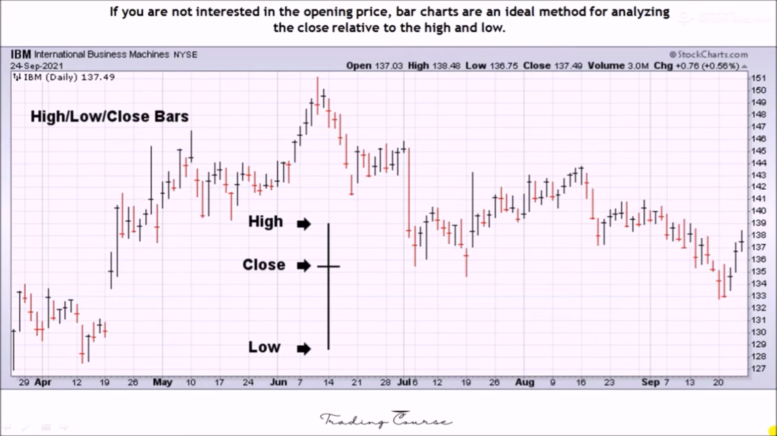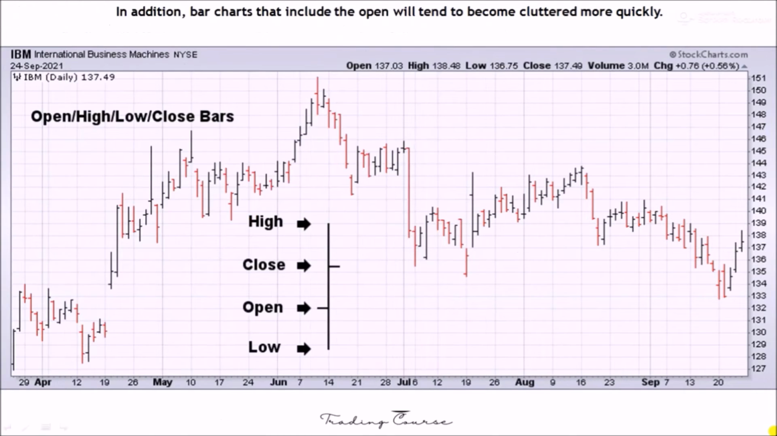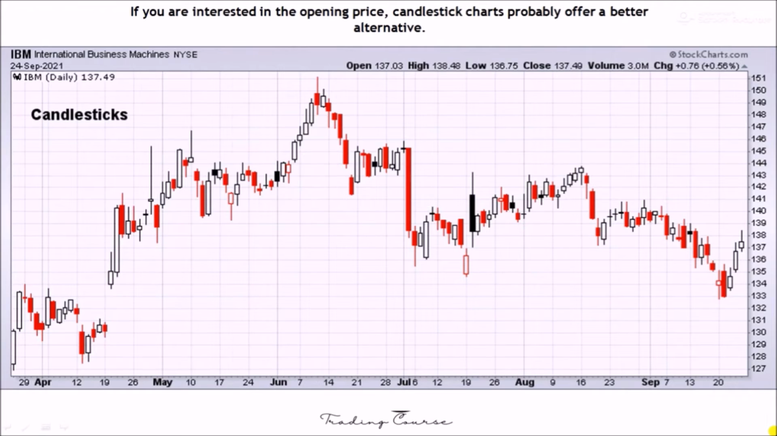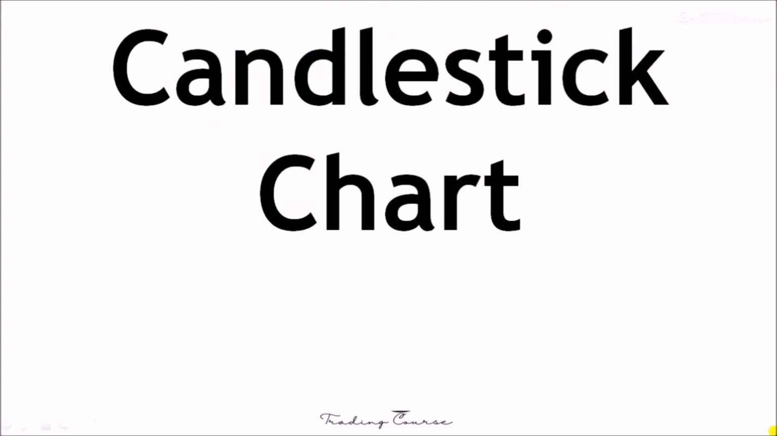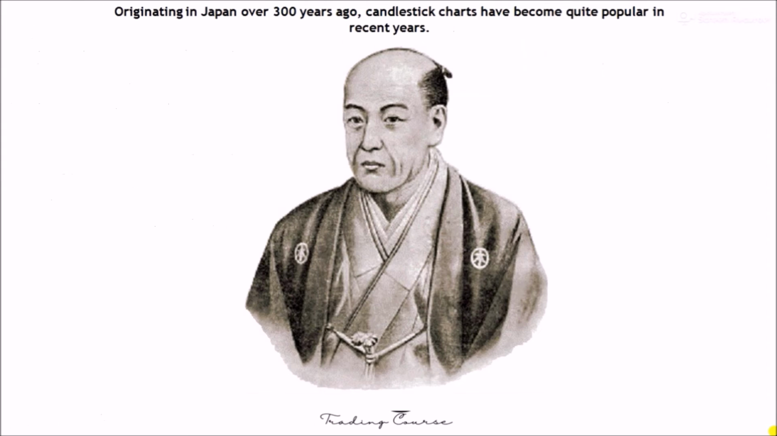If you are not interested in the opening price, bar charts are an ideal method for analyzing the close relative to the high and low. In addition, bar charts that include the open will tend to become cluttered more quickly. If you are interested in the opening price, candlestick charts probably offer a better alternative. Candlestick chart.